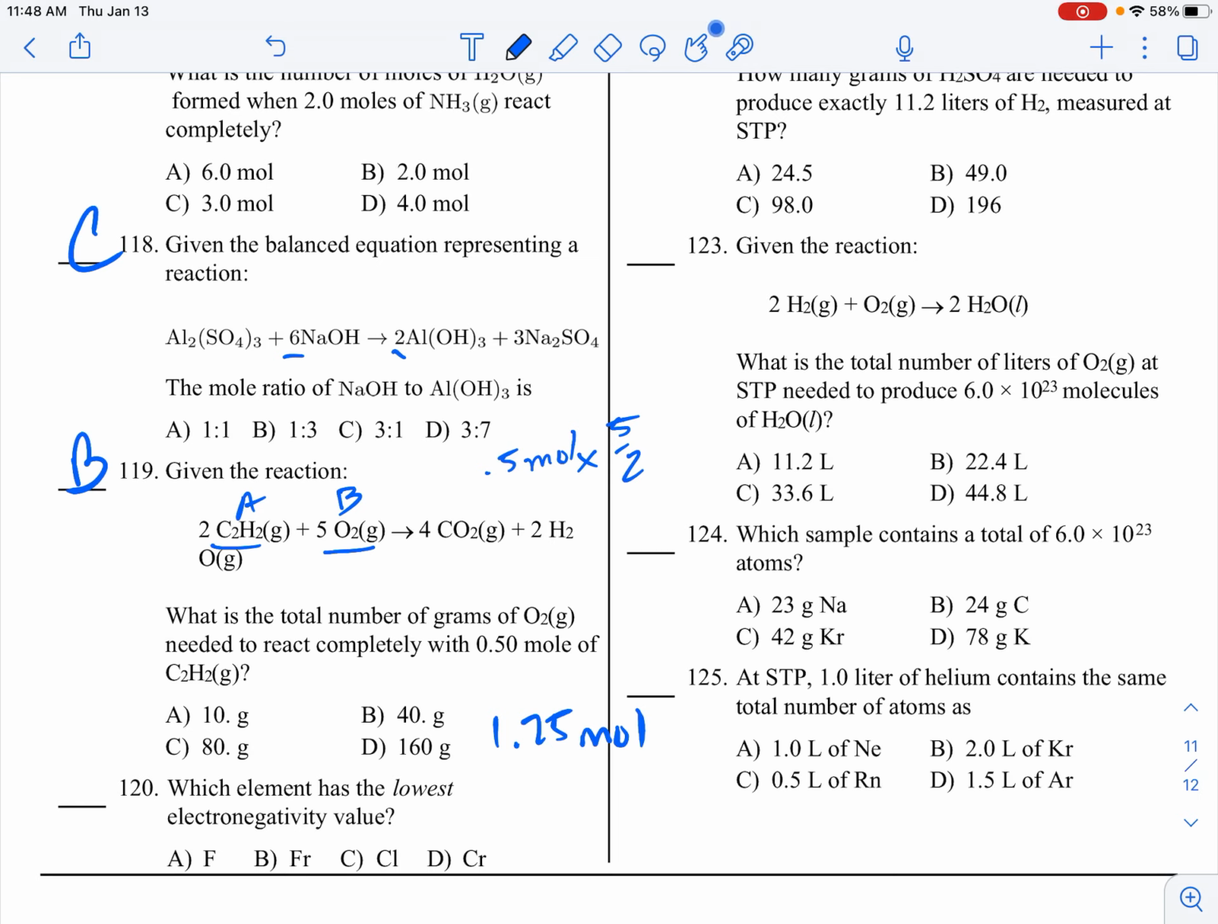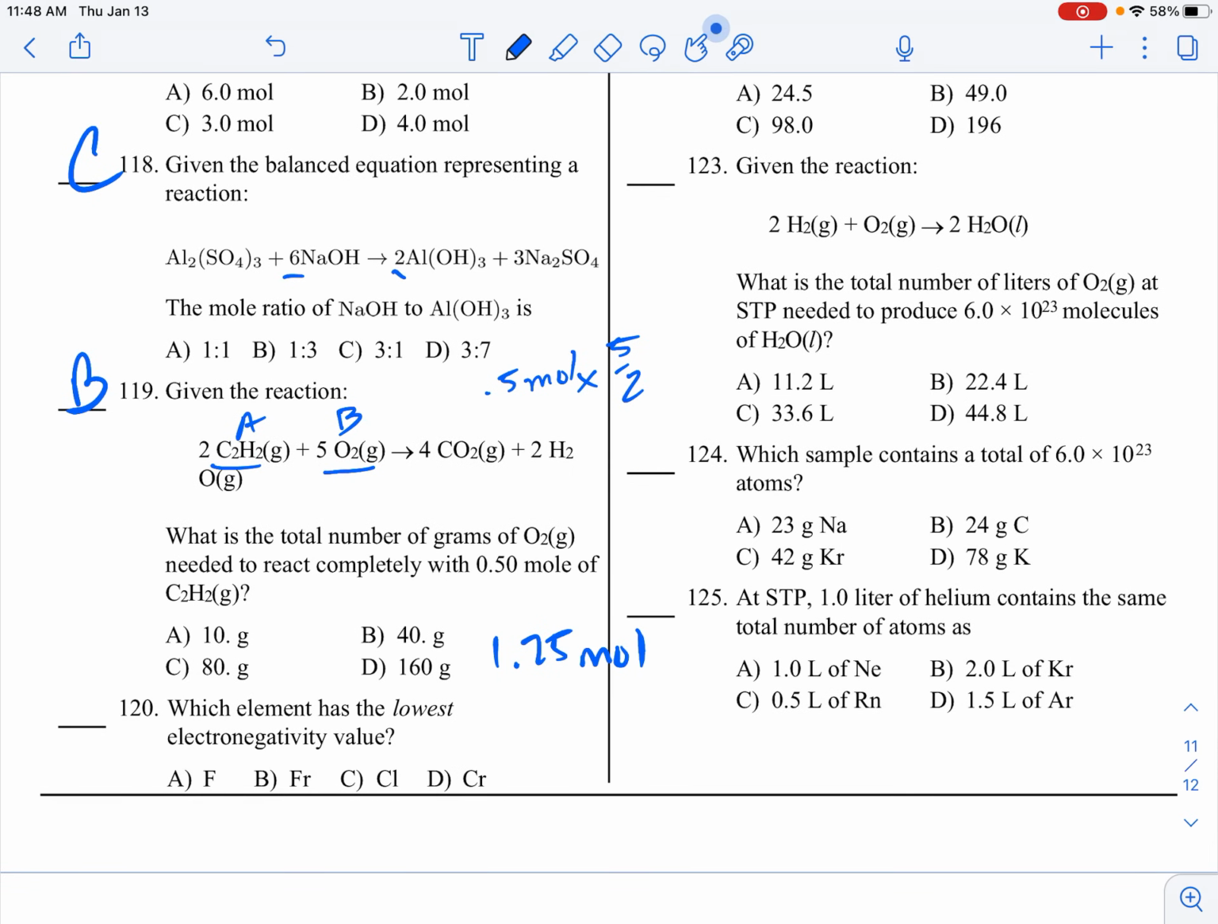There we go. Whew. Lowest electronegativity value, definitely not going to be fluorine. Francium, 87, is 0.7. Chlorine, 17, 3.2. Chromium, 24, is 1.7. B.